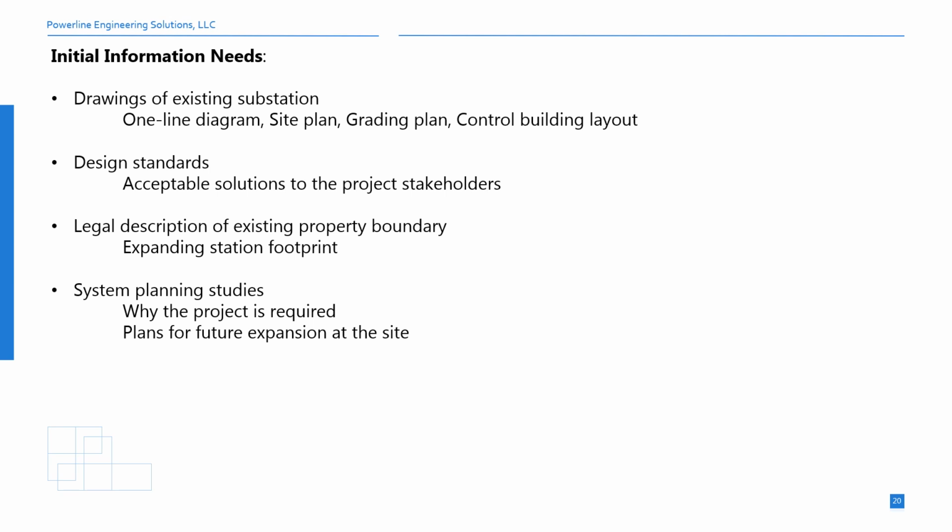In the event the existing station footprint requires expanding, we also need to obtain the legal description of the existing property boundary. Also, we should obtain the system planning studies since this provides the justification for this project as well as any future expansion requirements. The planning studies will also provide key pointers into major equipment requirements in terms of their ratings and specifications.